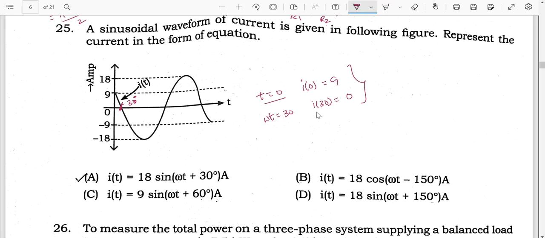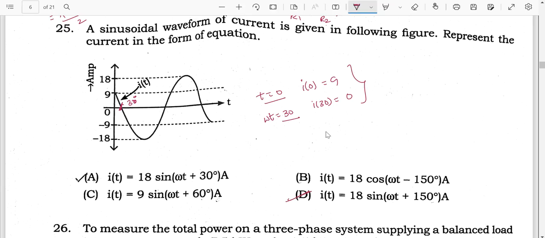I of 0 means here 18 into sine of (omega t is 0, plus 30). Sine 30 is nothing but 1 by 2, so it's satisfied. And here also option D, I of t is equal to 18 sine (omega t plus 150). With omega t equal to 0, 150 gives a positive value. Now omega t equal to 30: sine of 30 plus 150 means 180, so it's going to be 0. So the answer is D here.